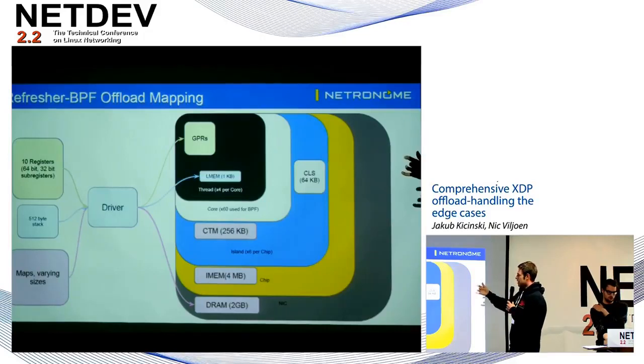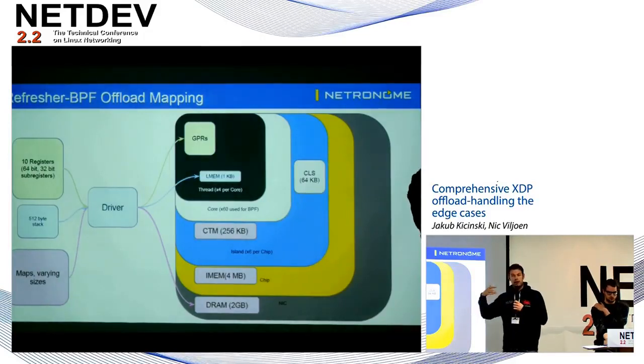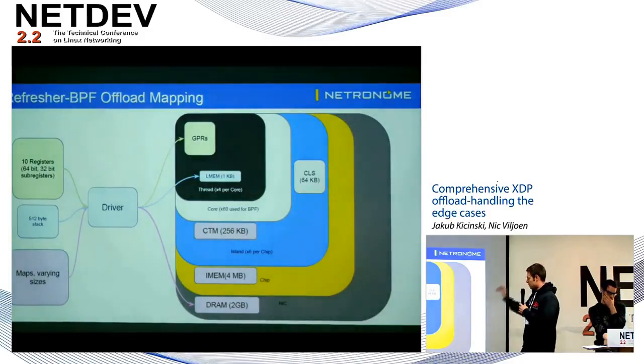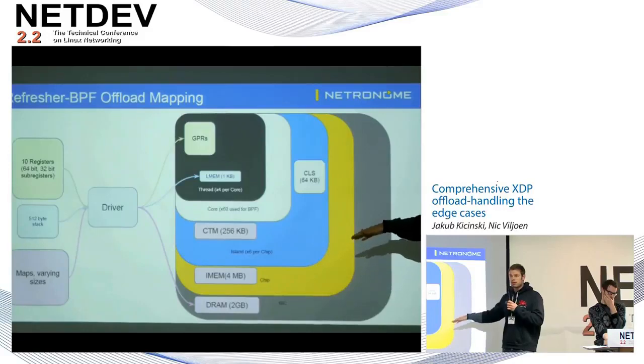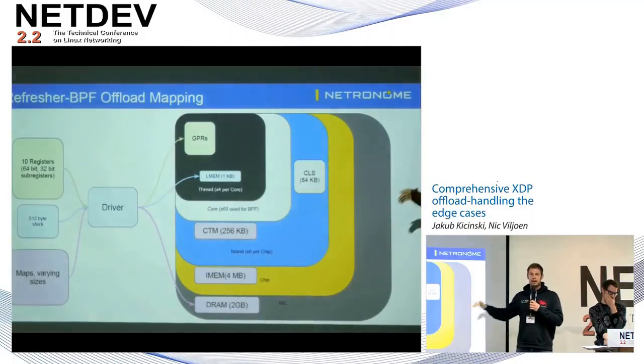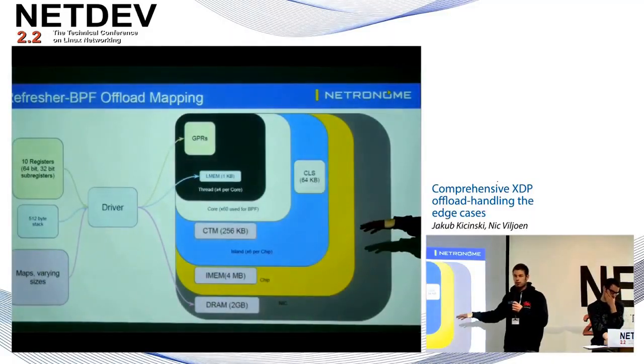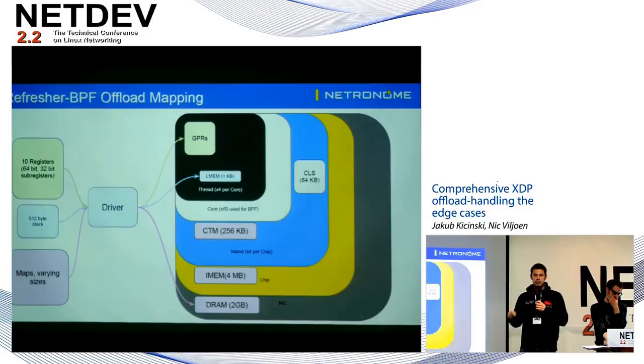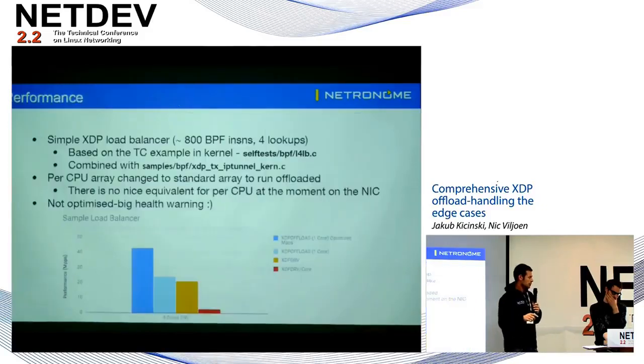And then you put the stack into the local memory where we have about 1 kilobyte per thread on each core. And then at the moment, the maps of all sizes go down actually into DRAM. So we have about 2 gig of DRAM there. We can actually hold up to 8 gig of DRAM there on the NIC if we want to through the chip. And we have a bunch of other memories which we don't actually use at this point in time, but they become important later on.